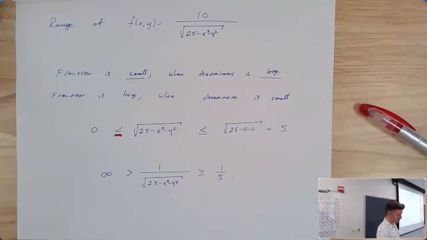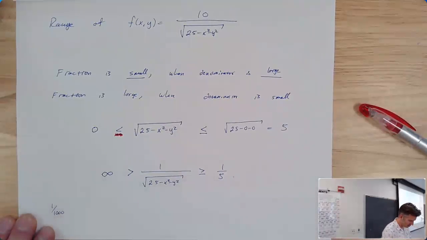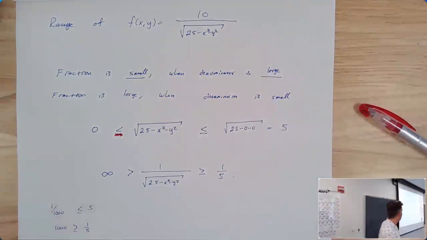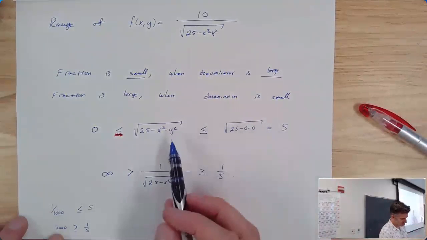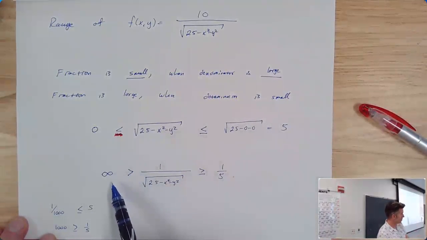Or you could even go super small, right? Like what if my number was 1/1000? Well, that's definitely smaller than 5, and its reciprocal is definitely way bigger than 1/5. So when you take reciprocals of things, it changes the direction of the inequality. And then certainly, if I'm picking numbers that are closer and closer to 0, their reciprocals are getting larger and larger. They're getting infinitely large.